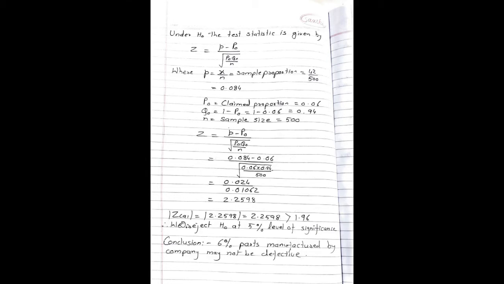So mod Z calculated is written as mod of 2.2598, which is equal to 2.2598, which is greater than 1.96. Therefore, we reject H naught at 5% level of significance. The conclusion can be written as: 6% of parts manufactured by the company may not be defective. See the next example.